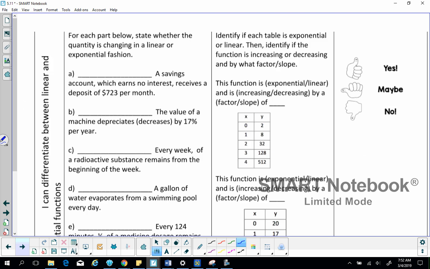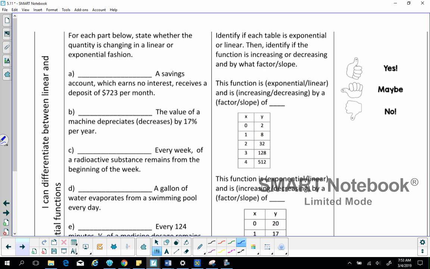And your ticket out the door looks like this. It's the bottom of your ticket out the door. All you're doing is writing linear or exponential. That's it for all of these. And then for this, you're looking at the table and circling. Is it linear or exponential? Is it increasing or decreasing, looking at your y values? And if it's linear, does it have a slope or a factor? If it's a factor, you know it's exponential. If it's slope, you know it's linear. So you're circling one and whatever your slope or factor is. Does that make sense? So these are 2 tickets out the door.